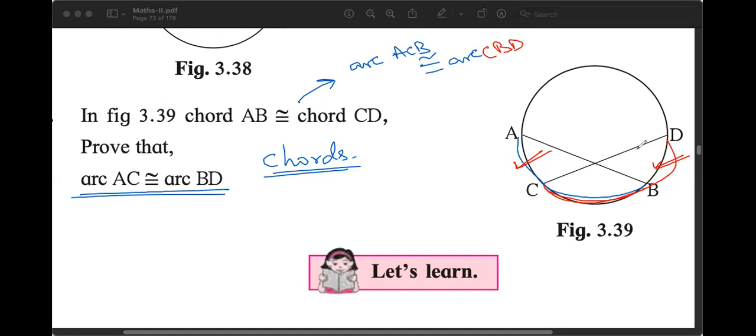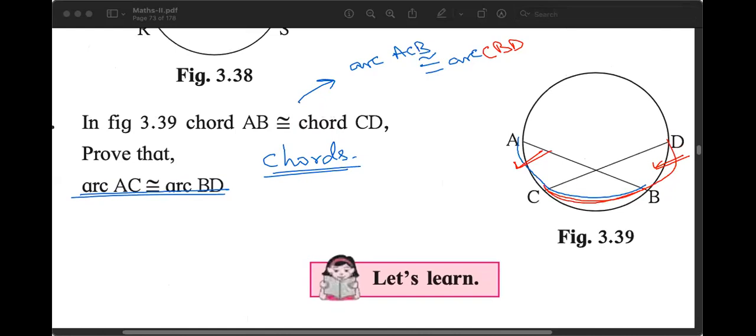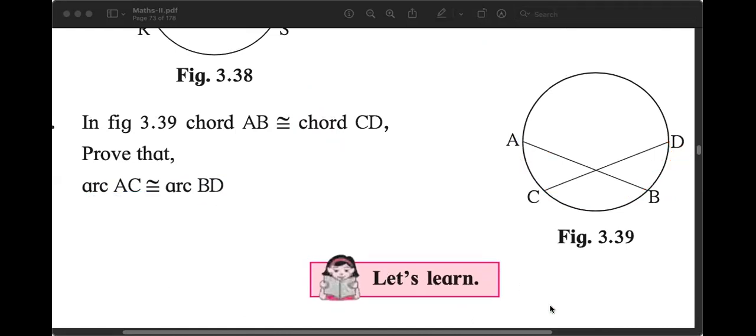Hands or thumbs? Confirm that this is clear. So we will stop here. You will complete your usual homework, which will be completing the theorems, their proofs, writing the theorems and proofs, solving the solved examples in your notebook, and solving the questions of practice set 3.3. Complete and submit latest by tomorrow.